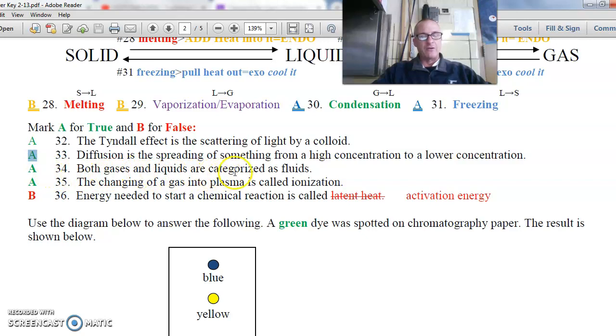Gases and liquids are states of matter that are characterized as fluids. That is true. Fluids are anything capable of flowing.